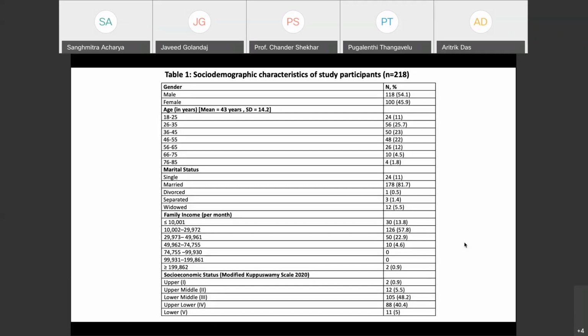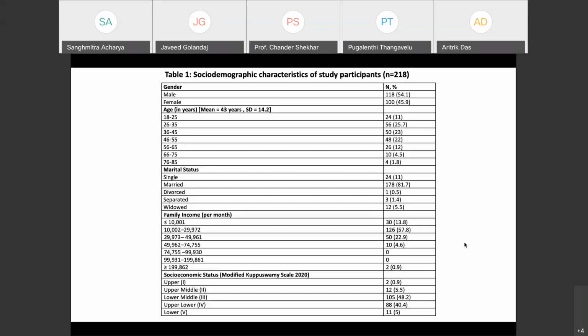The total study population is 218, out of which 54.1% was male and 45.9% was female. A majority of our study population were in the age group between 26 to 55 overall, like 25.7% in the 26 to 35 age group. 81.7% of the study population was married. 57.8% of the study population had a family monthly income between 10,000 to 29,900 as per the classification from the Kuppuswamy scale. 13.8% had a monthly family income of less than 10,000.